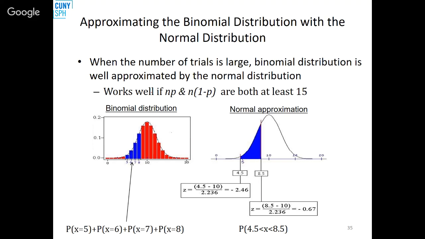So just as a rule of thumb, this is your expected number of successes and your expected number of failures. If those are both at least 15, then this approximation is going to be very good.